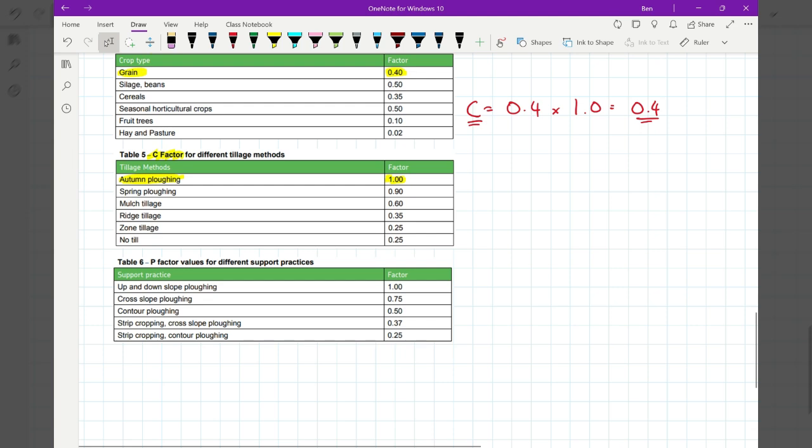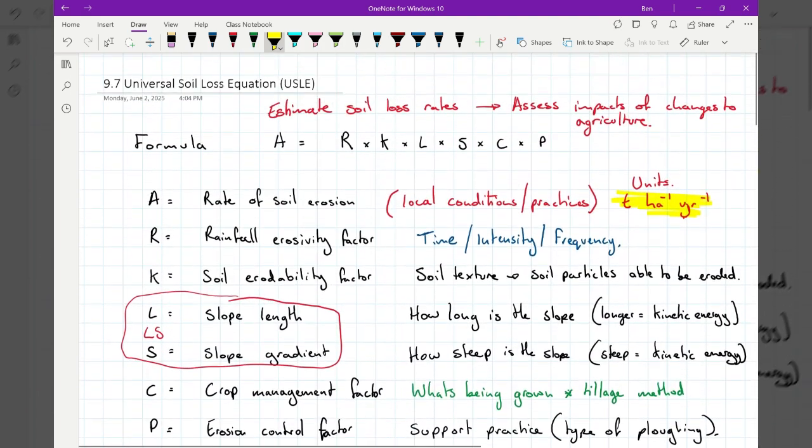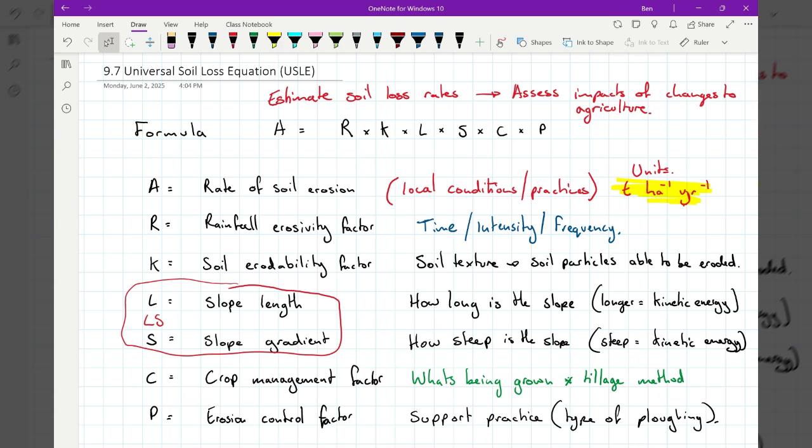Down here we have our support practices. So we've got things like up and down slope ploughing, cross slope ploughing, contour ploughing, and strip cropping. So there's a variety of factors that can be multiplied. You can see our worst case, up and down slope ploughing, has the highest factor, and our best case, strip cropping with contour ploughing, has our lowest factor. And then you multiply those all together, and that gives you your rate of soil erosion in tons per hectare per year.